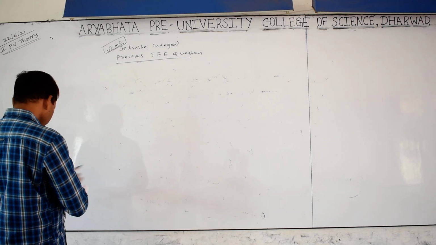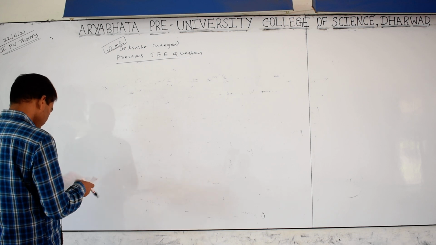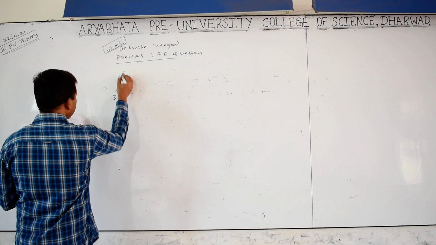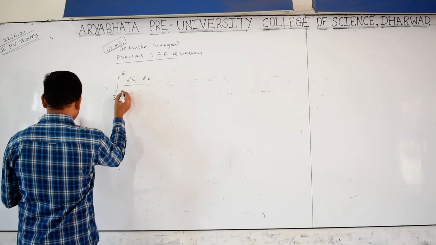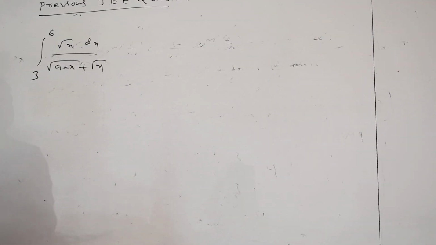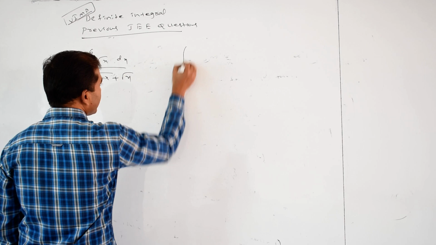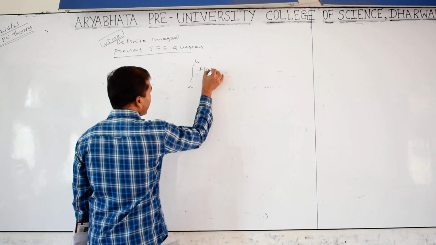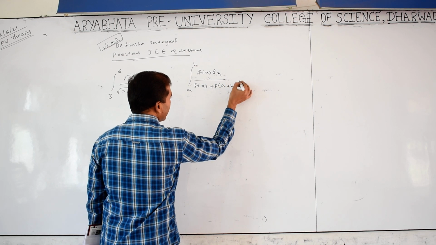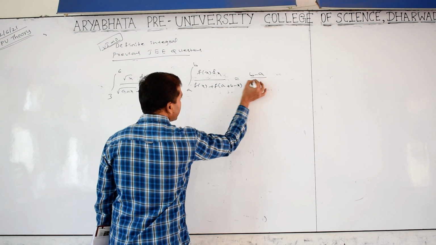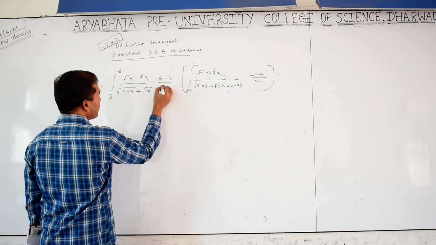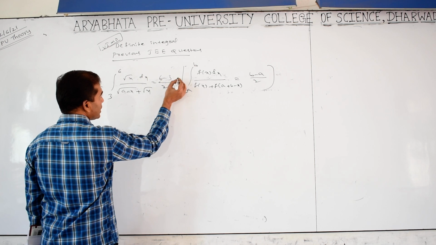Next, the value of the integral 3 to 6 of root x dx by root of 9 minus x plus root of x dx. Tell me the answer. This type of question we have discussed. Integration of a to b of f of x dx by f of x plus f of a plus b minus x is equal to b minus a by 2. So 6 minus 3 by 2. The answer is 3 by 2.